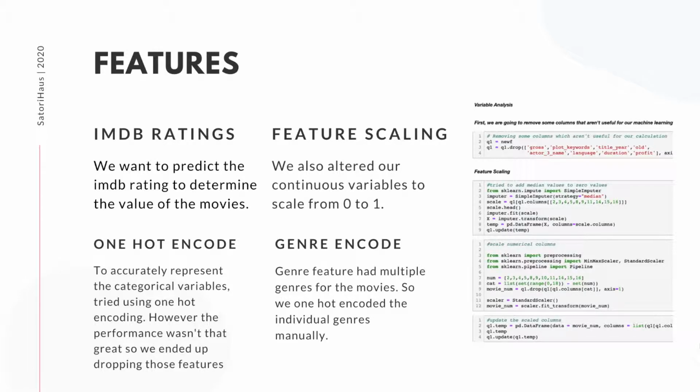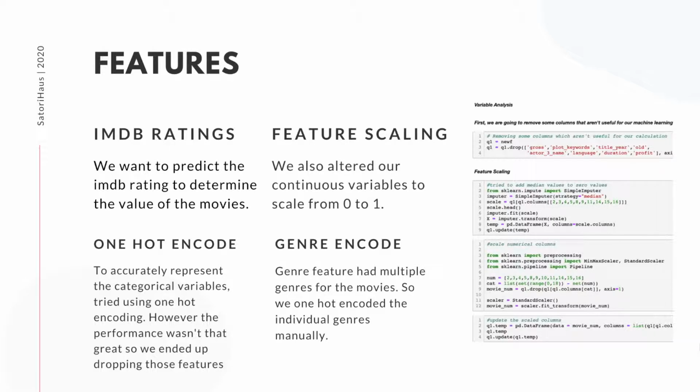With our continuous variables, we scaled them from 0 to 1. Some of our continuous variables were actor 1 Facebook likes, movie Facebook likes, number of faces in poster, and etc. We also one-hot encoded our categorical variables. Some of our categorical variables were movie director name, movie title, the content ratings, and things like that.